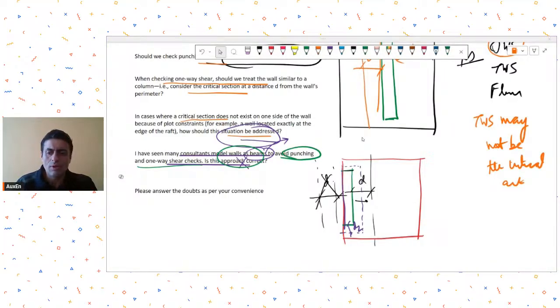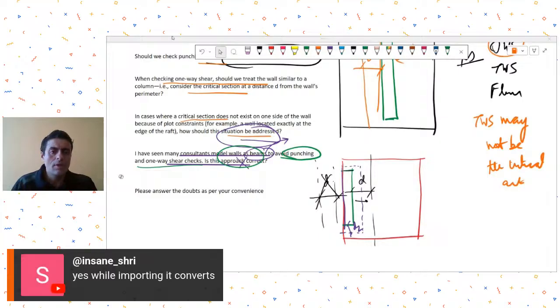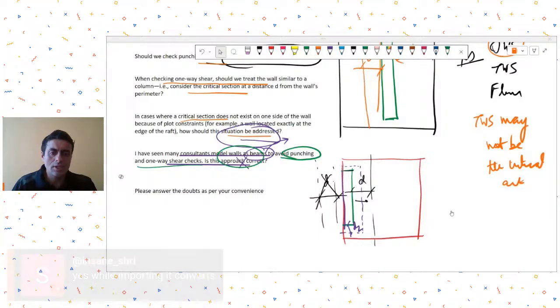Whatever you model, however you do so, punching checks and shear checks cannot be avoided because they are the basis for thickness calculations. All right. So these were the queries from engineer Shirish Patil.